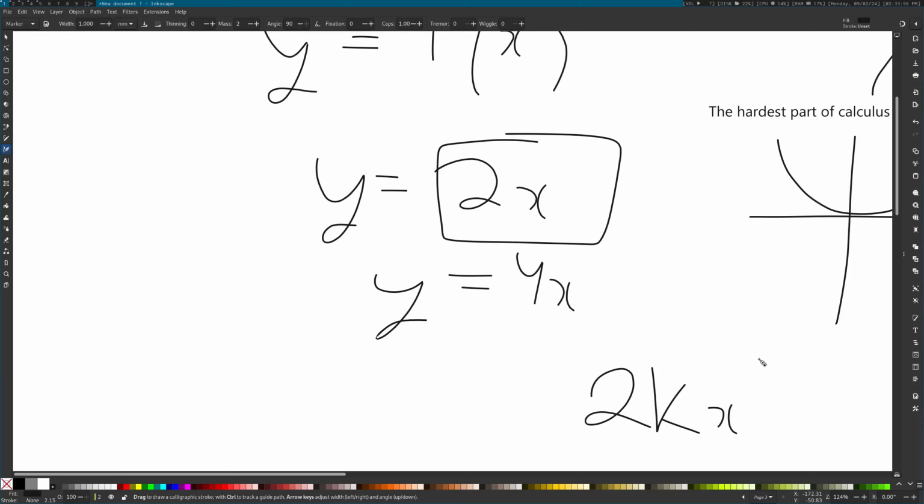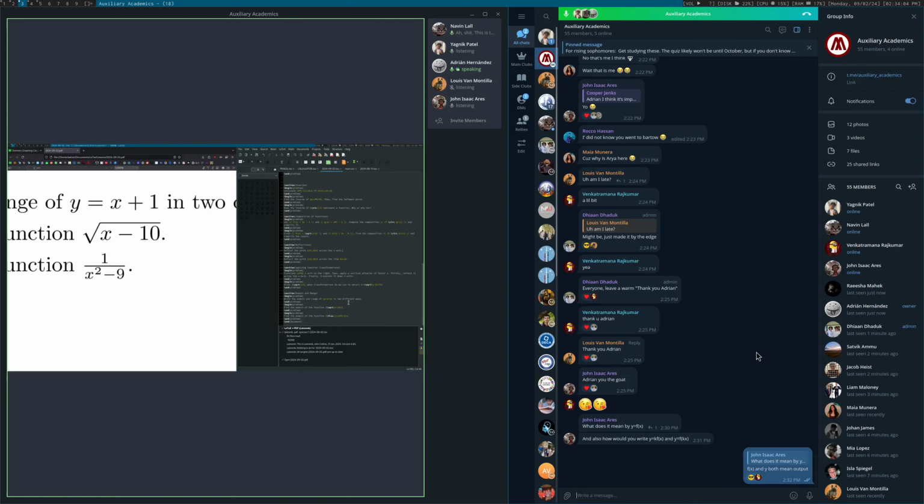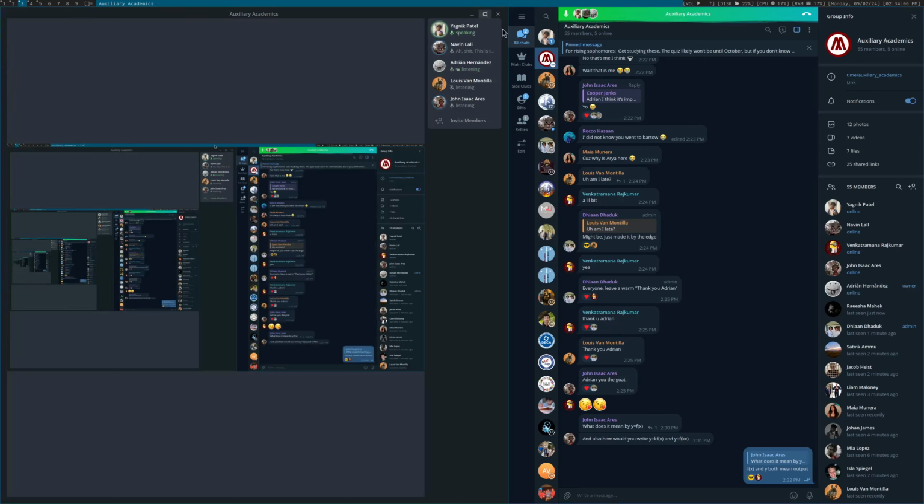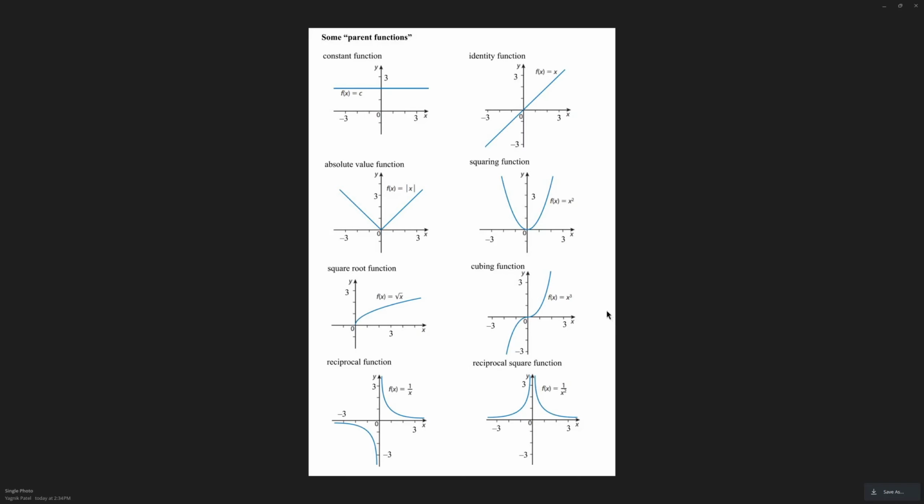Adrian, if I'm trying to send a photo in your group chat, apparently I can't, so I'm just going to send you a screenshot. Just DM it. Do we need to know all that? I would know all of these except the last one. The last one you don't have to know. Reciprocal square function. Okay, reciprocal square, y over x squared. It makes sense because you can have negatives when you square.